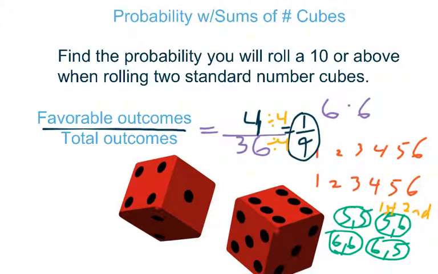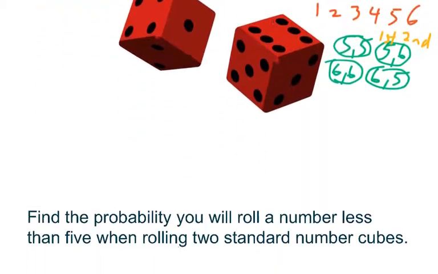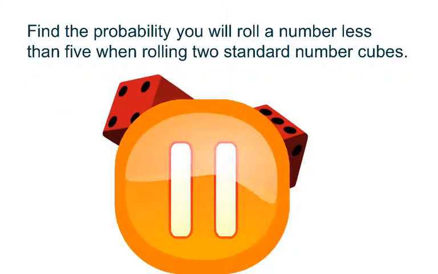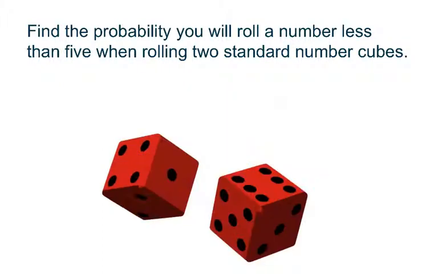All right, you can try one on your own now. So find the probability you will roll a number less than 5 when rolling two standard number cubes. Go ahead and pause the video and give that one a try. All right, and now for the solution.